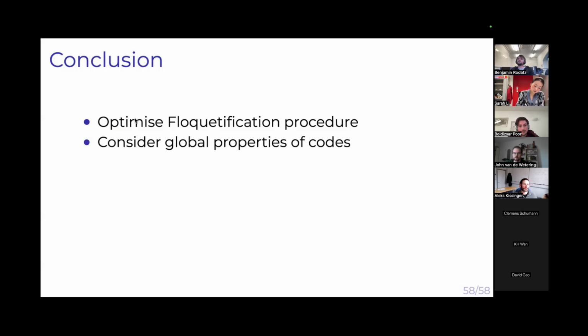So in the future, yes, optimizing the Floquetification procedure is one of the things we want to do. Sometimes there is a lot of repetition in the code we obtain, and it would be nice to remove certain bits of this repetition, but doing so distance-preservingly. It would also be nice to consider global properties of codes, or rather, when you do a rewrite, but you know that the distance, so this would be like a distance at most k preserving rule. That would be interesting to look into.